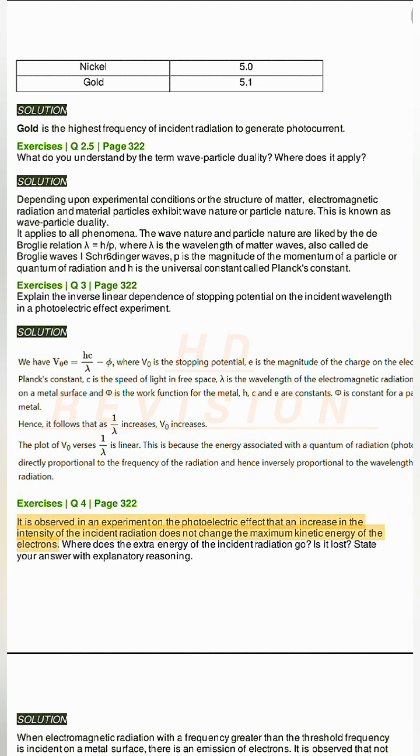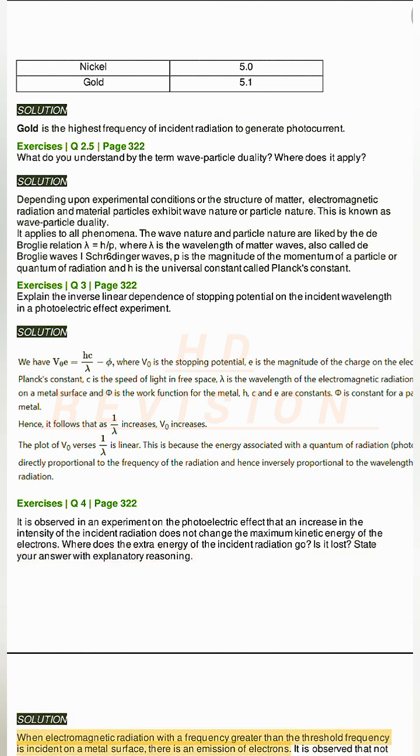Exercises Q4, page 322. It is observed in an experiment on the photoelectric effect that an increase in the intensity of the incident radiation does not change the maximum kinetic energy of the electrons. Where does the extra energy of the incident radiation go? Is it lost? State your answer with explanatory reasoning.